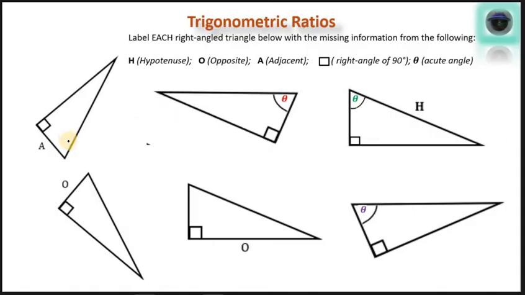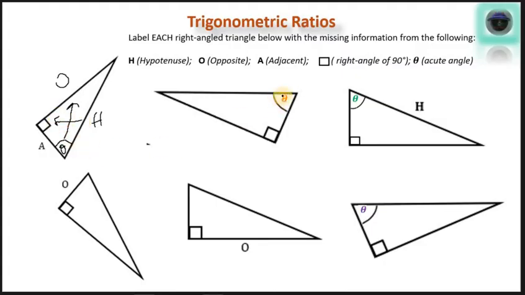Well, let's see. If this is my adjacent side, it means that theta will be right here, because the adjacent side has both the right angle and the acute angle. And if this is the acute angle theta, then this side facing it will be my opposite side. And this side, of course, will be my hypotenuse, the side that faces the right angle.